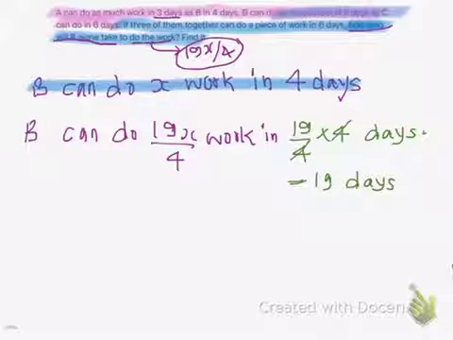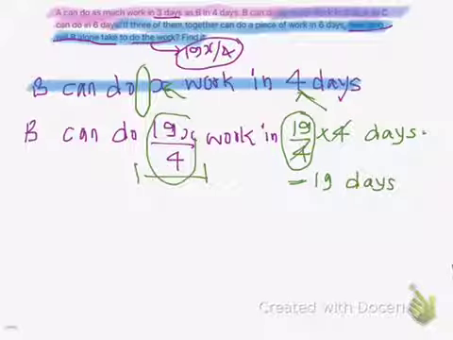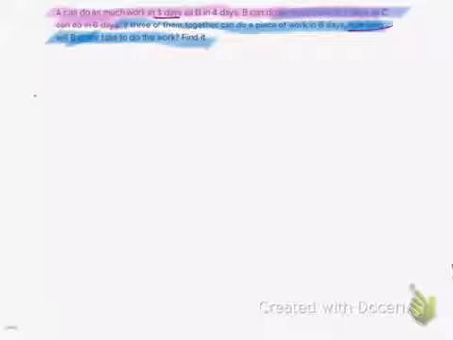So we can write B can do 19x by 4 work in 19 by 4 times 4 days, which is 19 days. I multiplied 19 by 4 on this X and the days also. So 19 by 4 times X gives 19x by 4, and 19 by 4 times 4 gives 19 days. Hence we can write B takes 19 days to do 19x by 4 work, which is our answer.